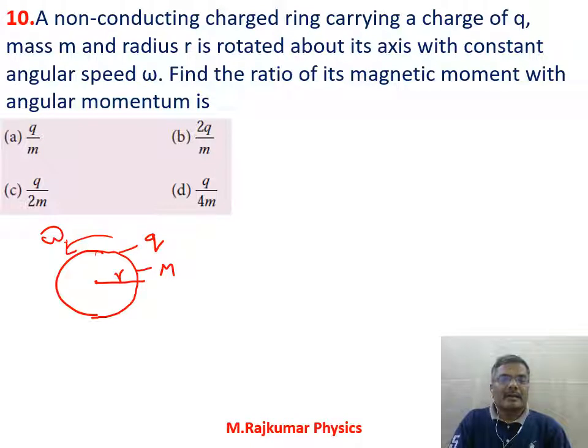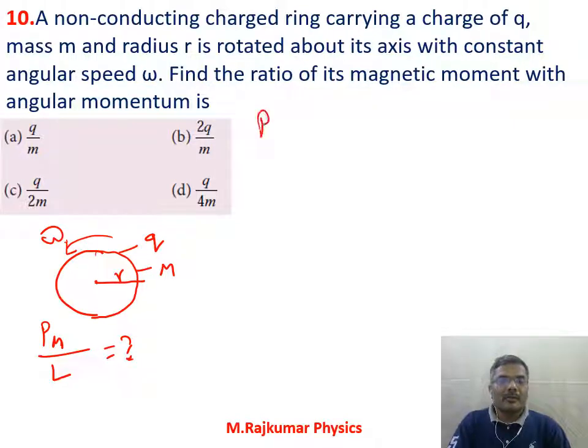What they are asking is the ratio of magnetic moment with angular momentum. So magnetic moment is Pm, and angular momentum is L. So this ratio Pm by L is what we have to find.